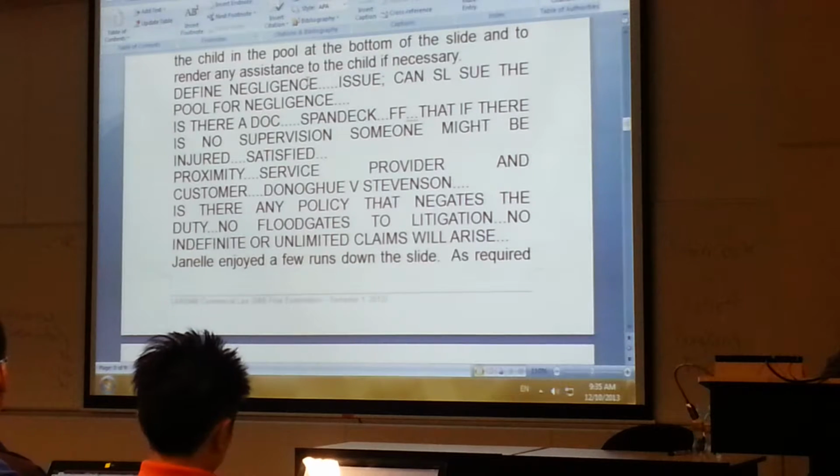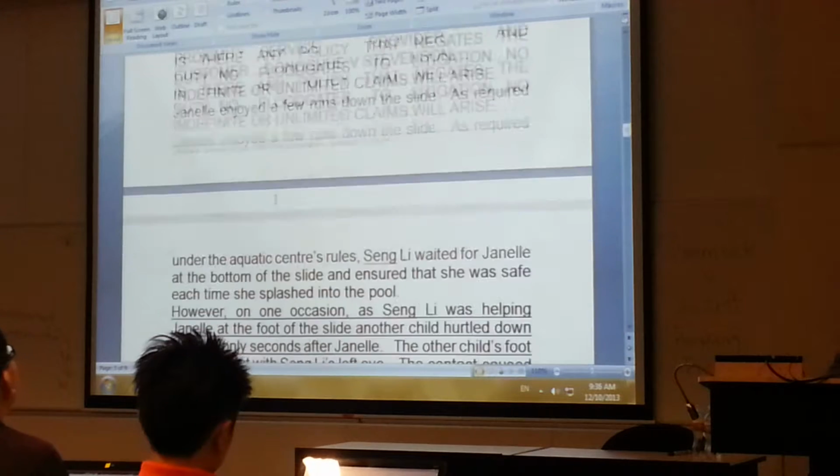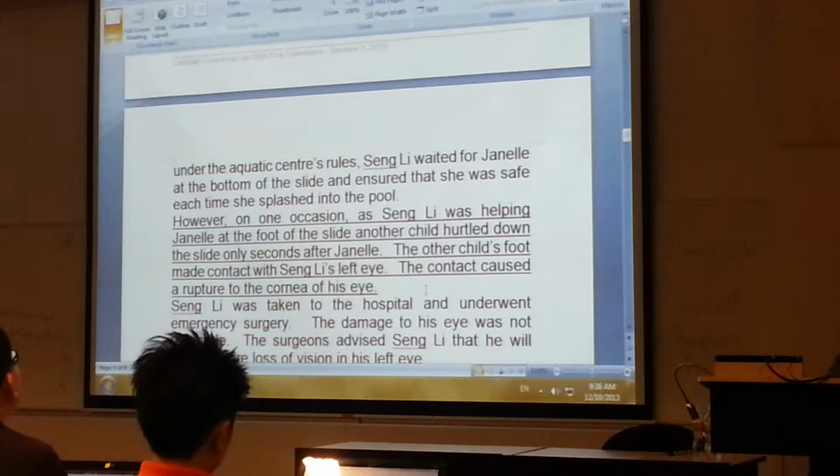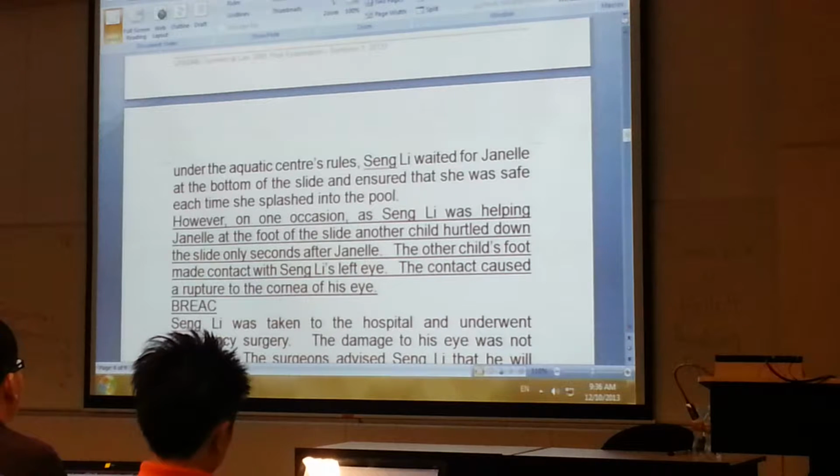Let's look at the breach portion. Okay, so I'm done with this. So first duty, second, let's scroll down a bit. Okay, this is where the breach occurs. So we talk about breach here. So class, here we discuss the breach of duty.